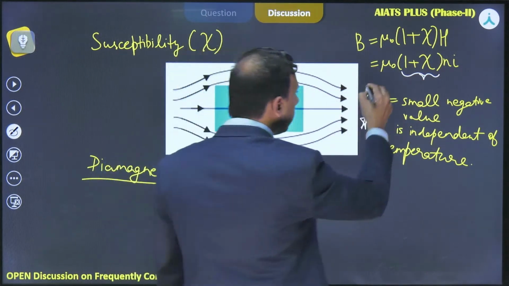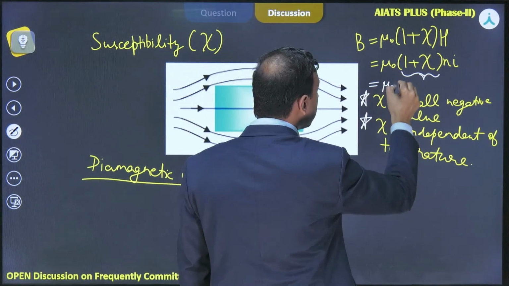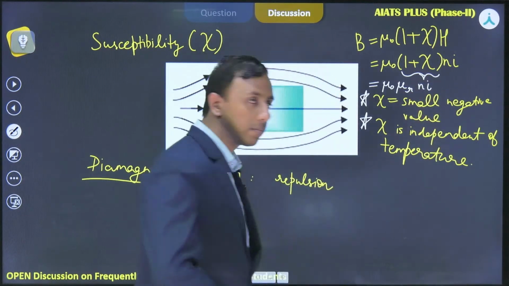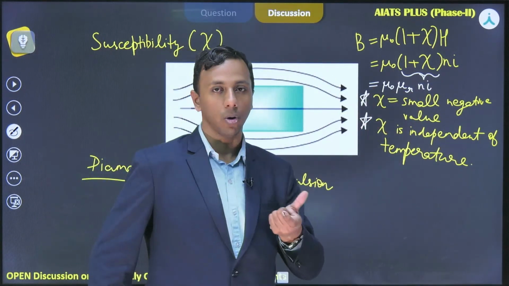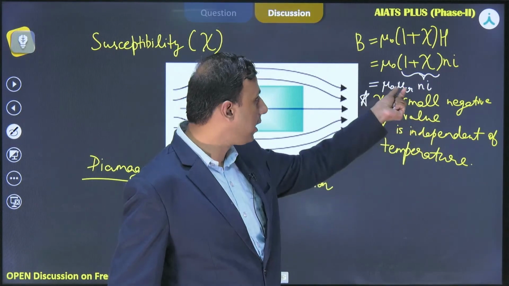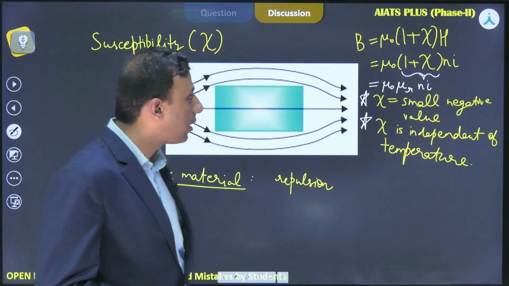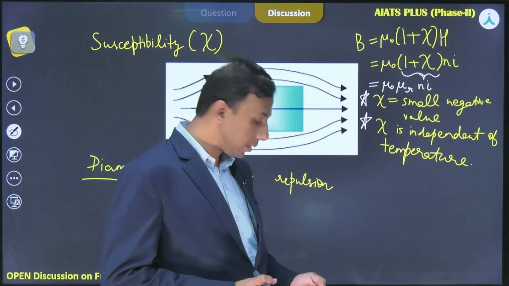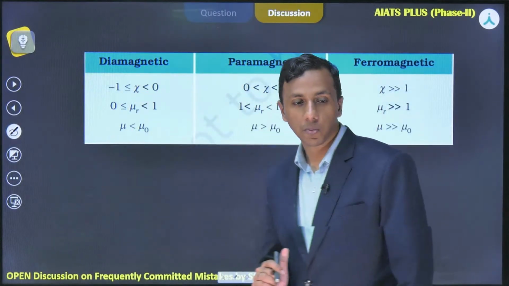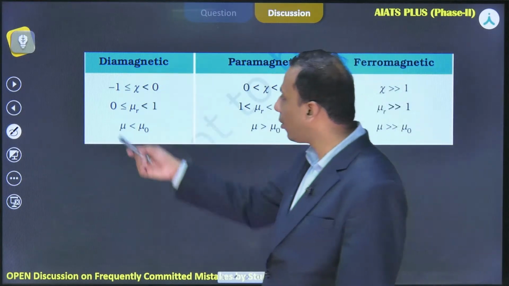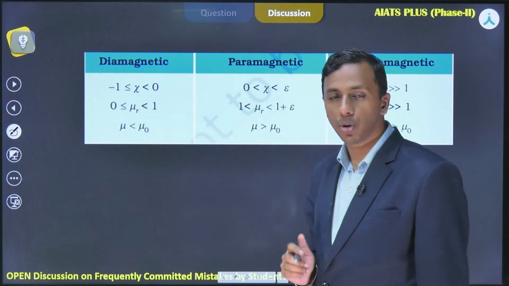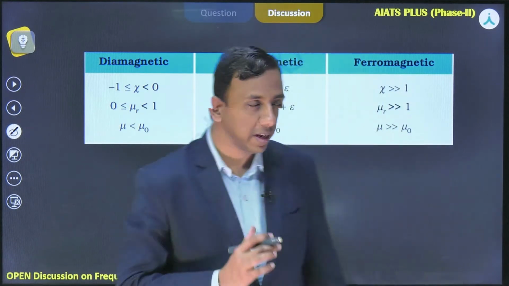So that formula essentially becomes mu naught mu r n into I, and this whole thing as a whole we call magnetic permeability, and this is relative permeability. This mu r is equal to 1 plus xi. There is also a table drawn in your NCERT, you can spot it there. For now, just focus on diamagnetic only. And xi, I just now told you, has to be negative.